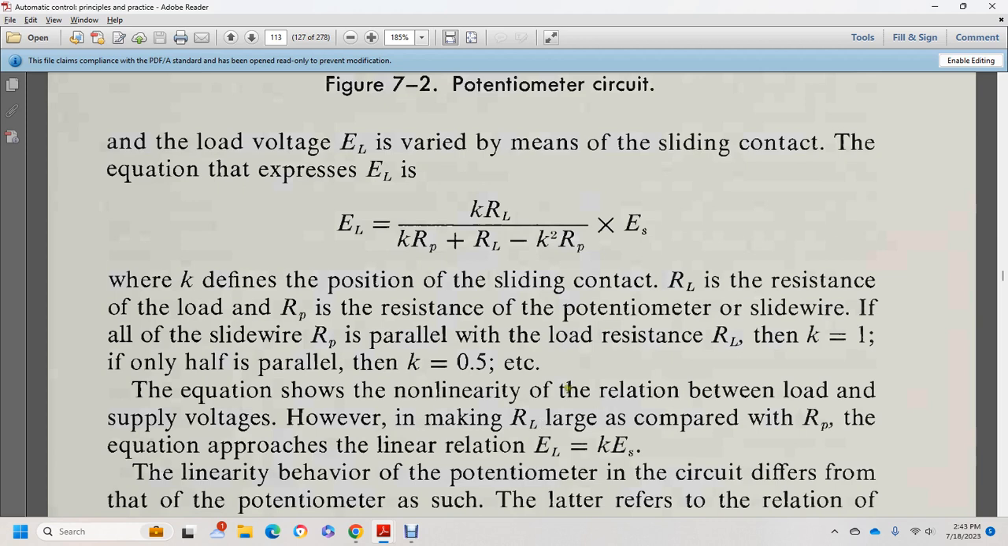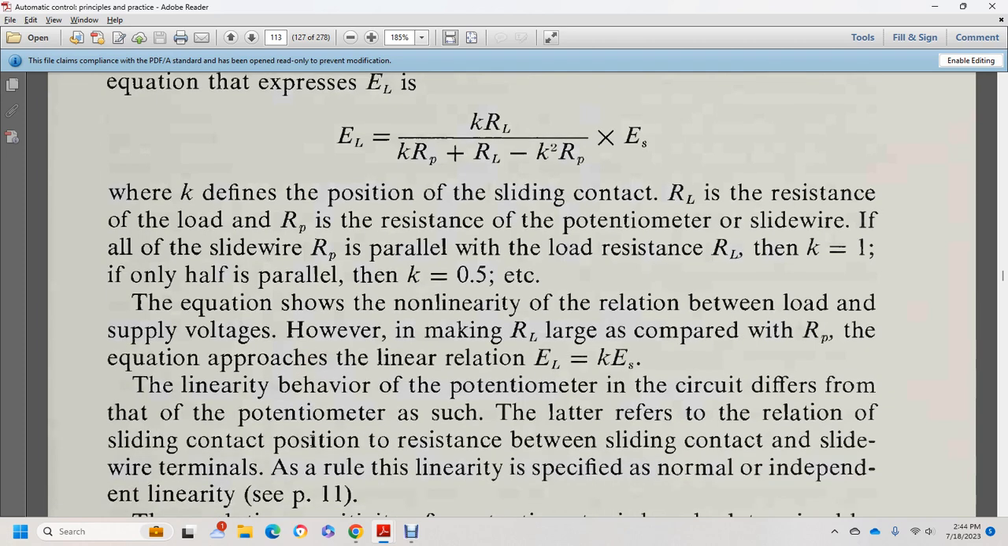If the slide wire or resistance of the potentiometer is in parallel with the load resistance, then K is equal to 1/2 if the position of the sliding contact is 1/2, etc. The equation shows the nonlinearity of the relation between the load and the supply voltage. However, by making the resistance of the load large compared with the resistance of the potentiometer, the equation approaches the linear relation: load voltage equals the position of the sliding contact times the supply voltage.